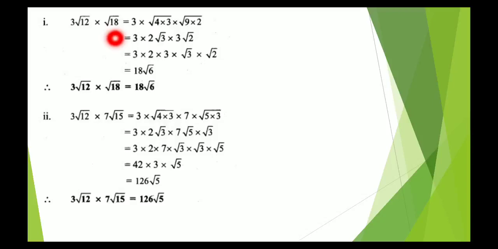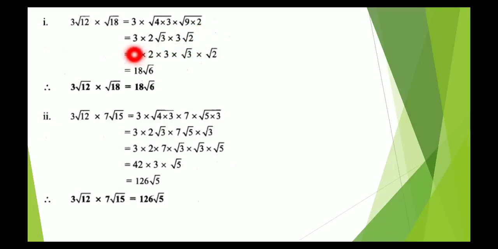Okay, I have to multiply 3 multiply root 12. Root 12 can be written as 4 multiply 3. Root 18 can be written as 9 multiplied by 2. Square root of 4 is 2, so remaining is root 3. Square root of 9 is 3 and remaining is square root of 2.